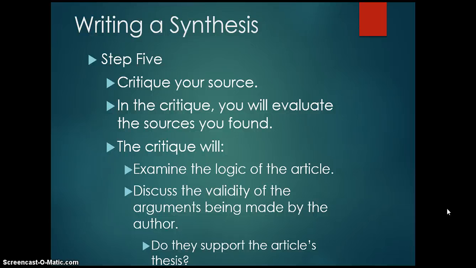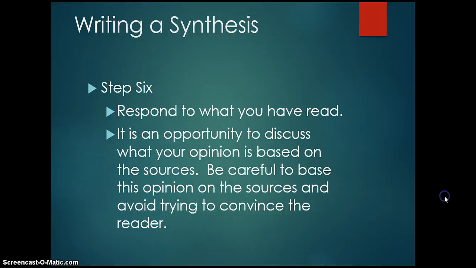So step 5 is where you actually critique your sources, and you have done this before, so it shouldn't be very difficult. In the critique, you will evaluate the sources you found, just like you did in your last paper. You'll examine the logic of the article, discuss the validity of the arguments that the author makes, and how those actually connect and support the thesis of that article. So you truly are doing a critique and evaluation of the articles that you found. Now, these steps, the ones that I've talked about already, are the same as you've already done. So this information shouldn't be anything new to you.